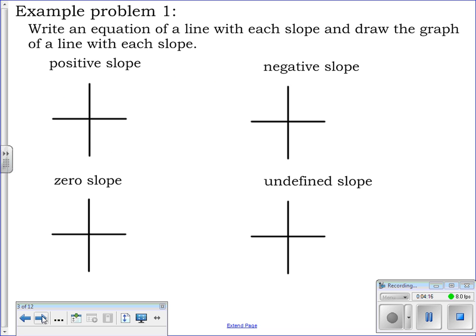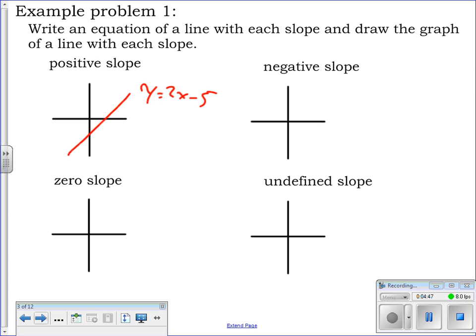Now, write an equation of a line with each slope and draw the graph of a line with each slope. Positive slope. Okay, for example, y equals 2x minus 5. And that might look something like that. The idea is, we always look at everything in here as we go from left to right. If I'm going up, it's a positive slope.